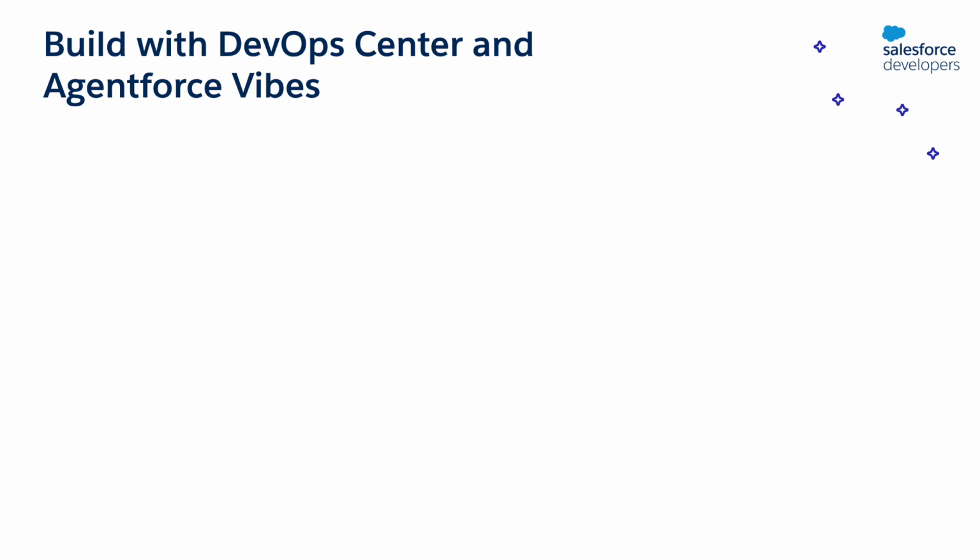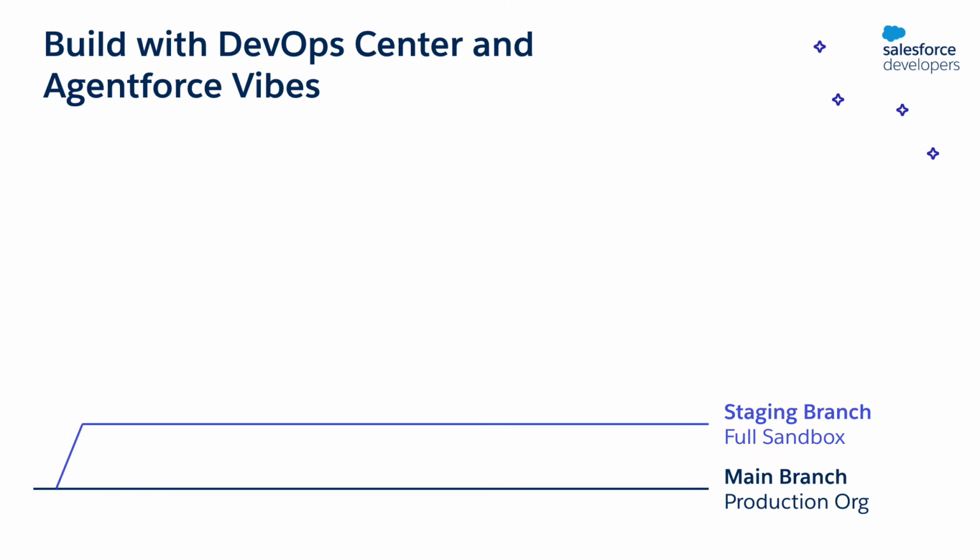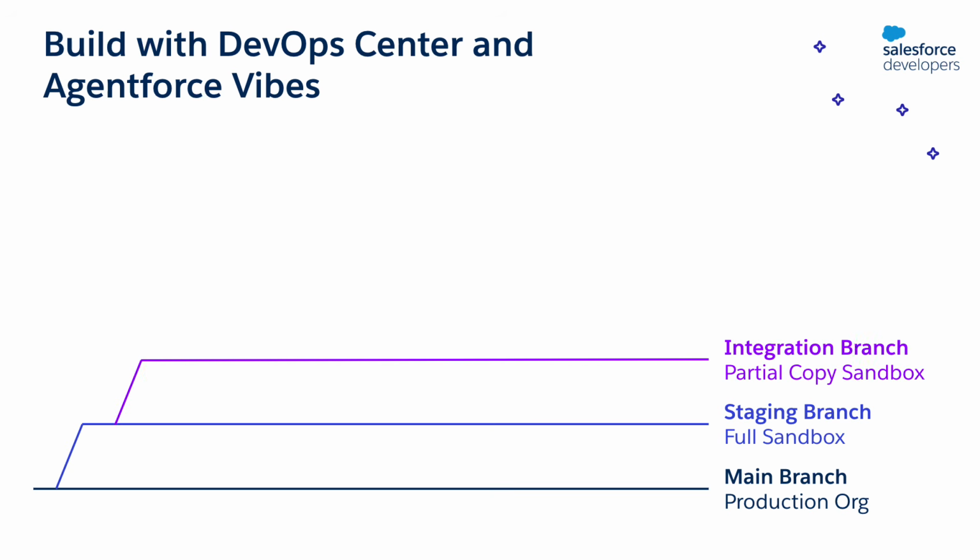DevOps Center works with Git. You have your main Git branch that mirrors the state of your production org. Then you have a staging or UAT branch that is generally deployed to a full sandbox. You may also have an integration branch that is deployed to a partial copy sandbox. The name of the branches and the type of sandboxes may vary from one company to the other, but let's assume that this is our initial state.